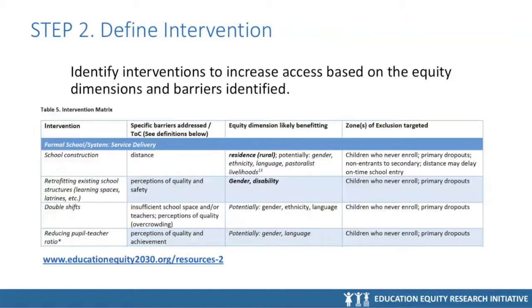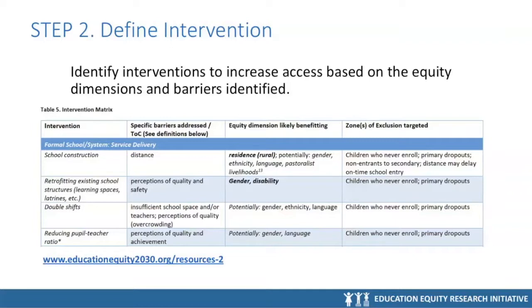The second step in our overall process is to identify interventions that increase access based on the equity dimensions and the barriers that were identified in step 1. So to support projects in this process, we have developed an intervention matrix that can inform project design. The idea with the intervention matrix is that it can inform which intervention is most suited to promoting access or retention based on the specific barriers that were previously defined, as well as on the equity dimensions that were identified.